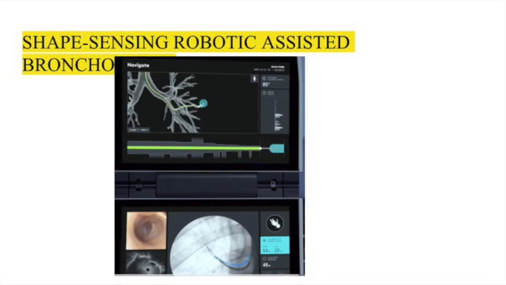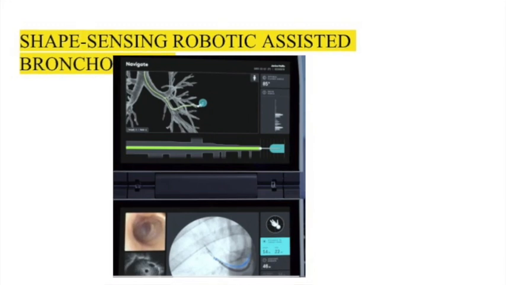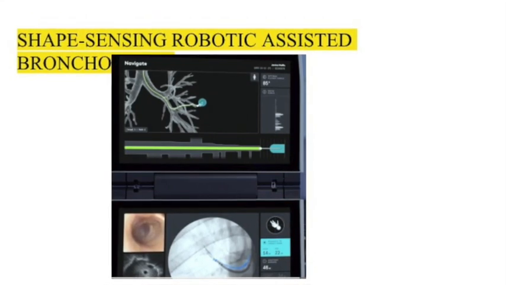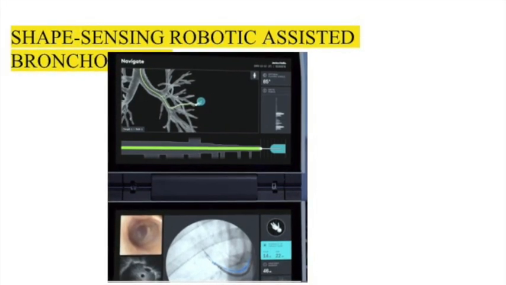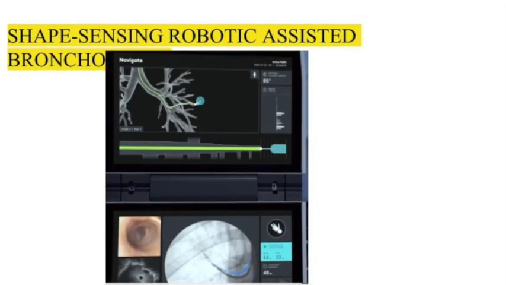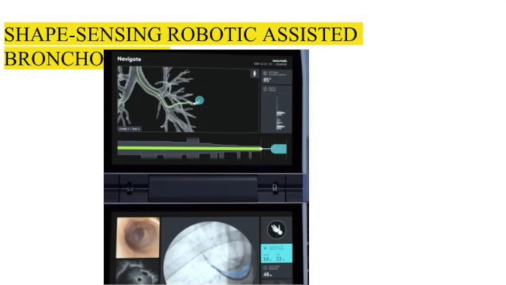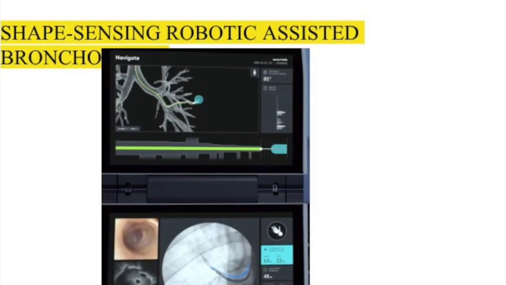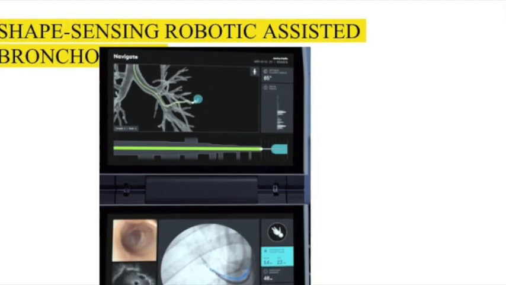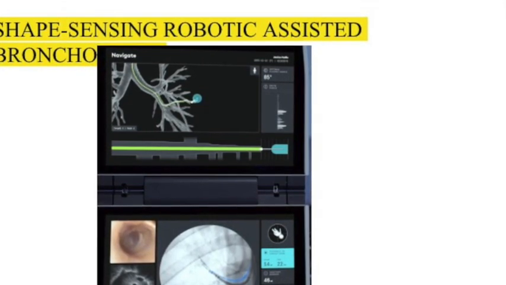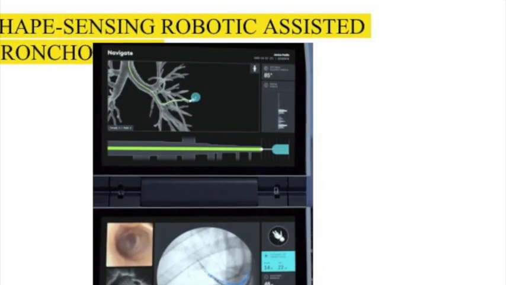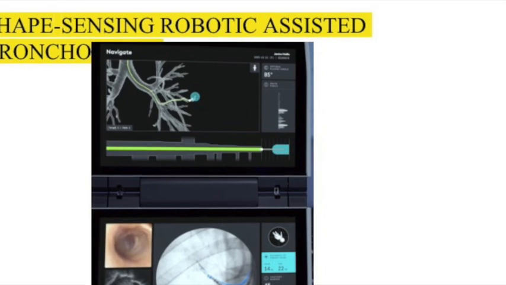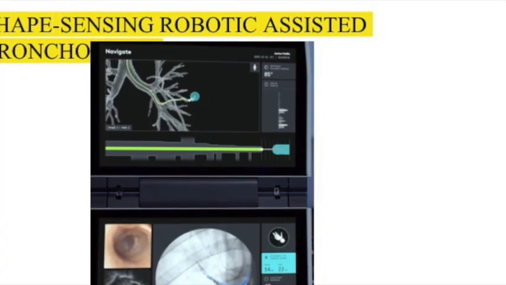This is an example of how the navigation looks on the screen when shape sensing robotic assisted bronchoscopy is being done. The upper screen shows the pathway to the nodule, which is marked as blue here. The lower screen shows how the airway looks under the vision probe when it's still inside, and it has the integrated EBUS screen as well on the left hand side, and the fluoroscopy screen on the right hand side.